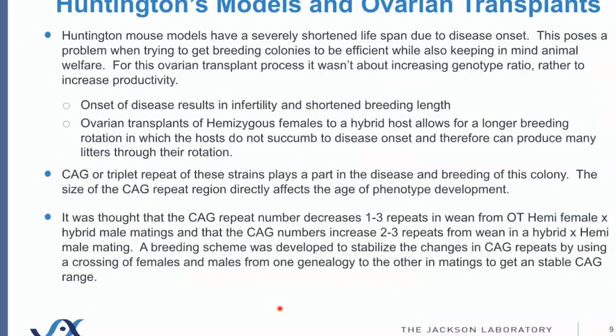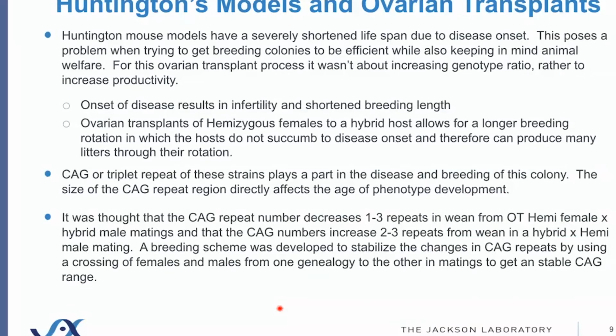The last example I'm going to go over is our Huntington's model in ovarian transplants. The Huntington's mouse model has a severely shortened lifespan due to disease onset, and it poses a problem when we try to breed them because of the very short lifespan. It's not efficient, and we also have to keep animal welfare in mind. For this transplant process that we did, because we have always utilized ovarian transplants in a certain fashion, in this case it wasn't about increasing genotype ratio.